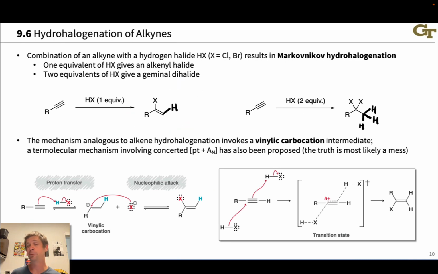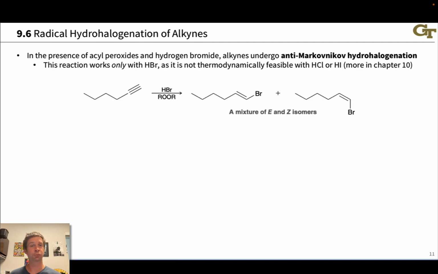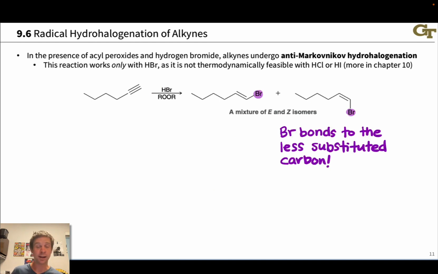If we want the less substituted alkenyl halide, we have to use a radical-based method, employing, for example, HBr with an acyl peroxide, for instance. And this leads to anti-Markovnikov hydrohalogenation. So notice in the products of this reaction, we get a mixture of E and Z, or cis and trans isomers, but bromine is linked to the less substituted carbon of the original alkyne in both cases.